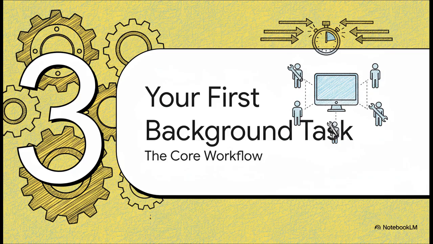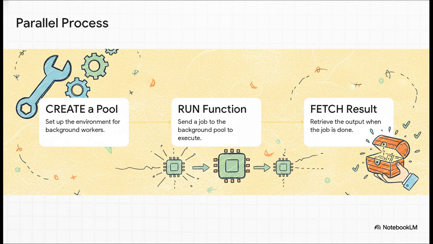Okay, now for the fun part. Let's actually put this into practice. Running a parallel task in Nelson follows this really simple, repeatable recipe that we're about to walk through right now. It all comes down to these three fundamental steps you see here. That's it. First, you create a pool of workers. Second, you run your function on them. And third, you fetch the result when they're done. Create, run, fetch. It's that simple.